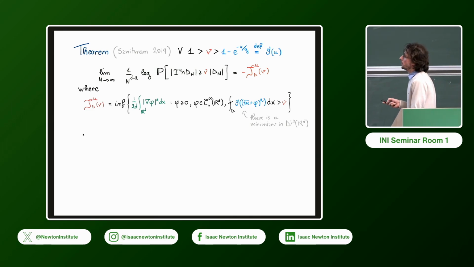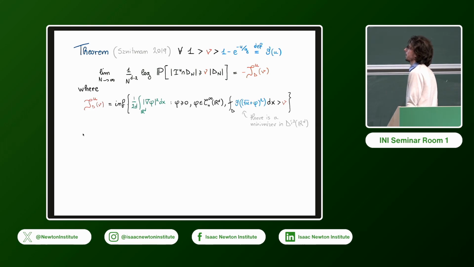So what is this variational problem? Here we are just minimizing the Dirichlet energy. You can think of this as the Dirichlet energy of the Brownian motion, over all functions that are non-negative and smooth. And what we want is the following constraint to be satisfied: the average over D, this line is just to say that we are taking the average, of theta computed in square root of u plus phi squared is above the fraction nu. This is the variational problem.